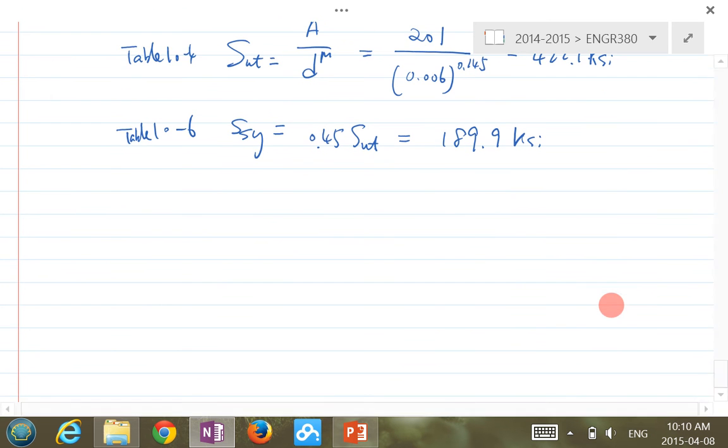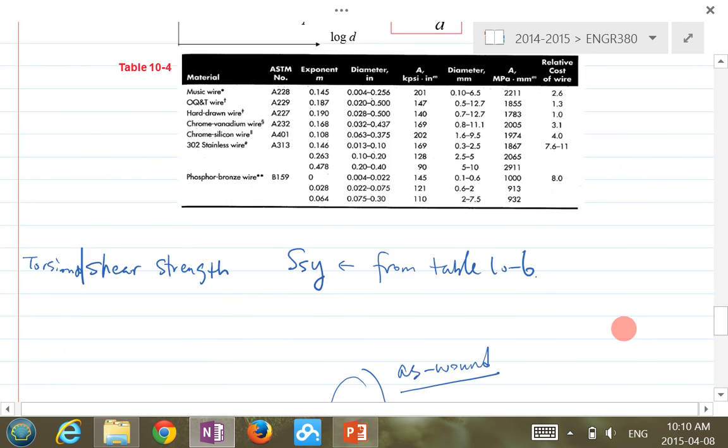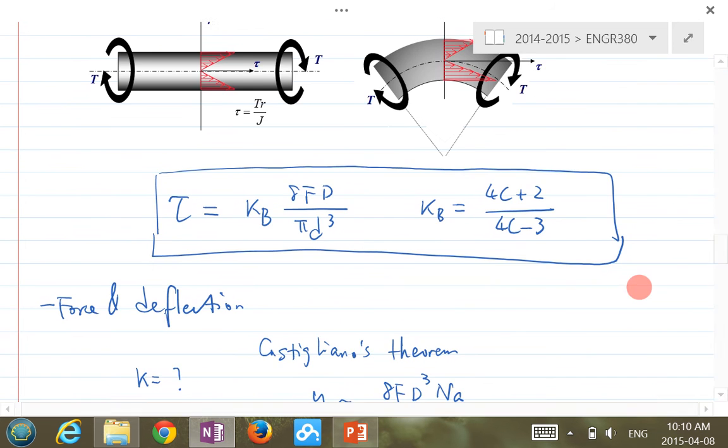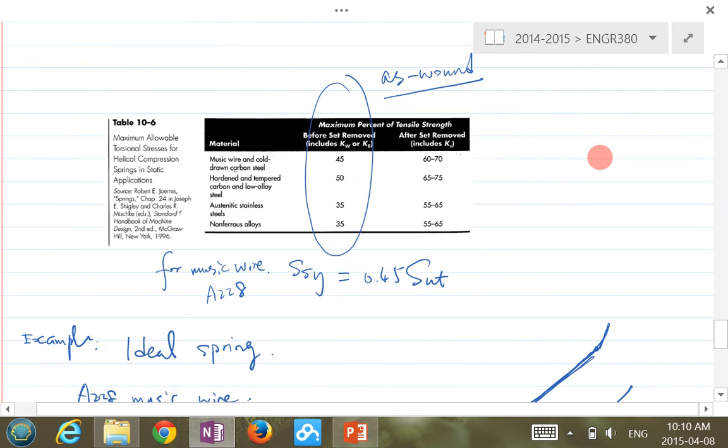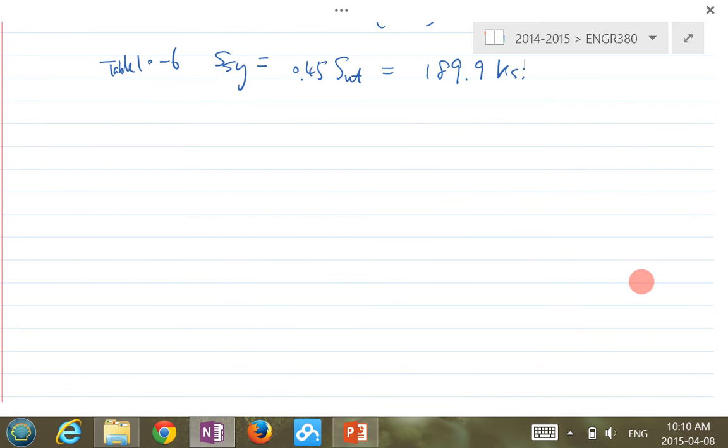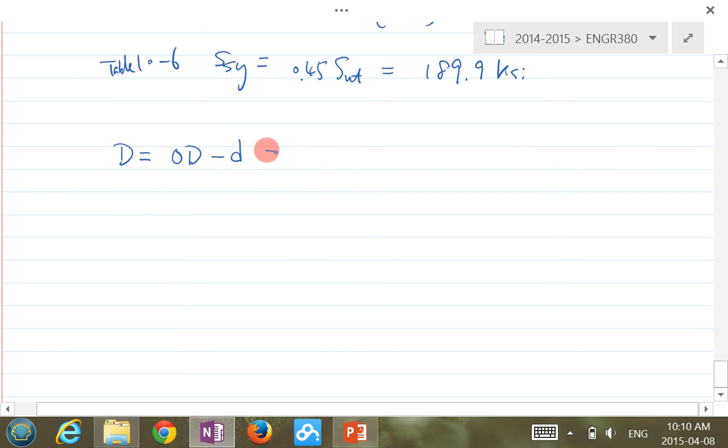So the shear stress formula is which one? Is it this one here? Yeah, we may use this one. What do we need from that formula? We need to know how much force we have, and we need to know the spring index. First, capital D is equal to the outer diameter minus the small d, which gives us 0.03 inch. Then the spring index C equals capital D over small d, which equals 5.